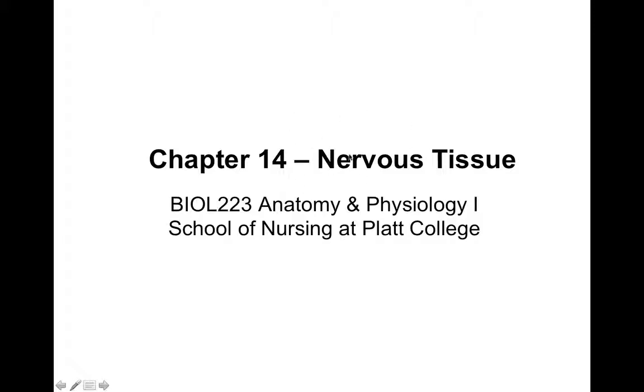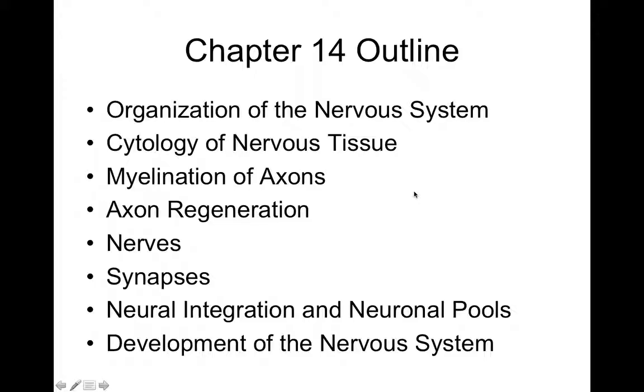Chapter 14, we're going to talk about nervous tissue. And so we'll start out talking about the organization of your nervous system, some of the different cells you find in nervous tissue. We'll talk about this process known as myelination, where nerve cells have a wrapping that makes them conduct messages faster. We'll talk about how nerve cells can regenerate their pieces.